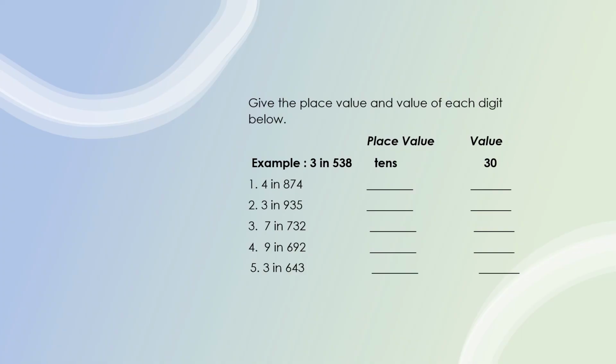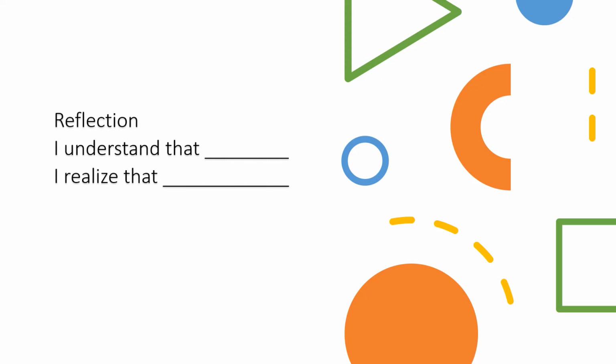Give the place value and value of its digit below. Example: what is the place value and value of 3 in 538? The place value of 3 is 10s and the value is 30. Number 1, 4 in 874. Number 2, 3 in 935. Number 3, 7 in 732. Number 4, 9 in 692. And number 5, 3 in 643. For the reflection, write what you have learned and understand from the shared lesson.